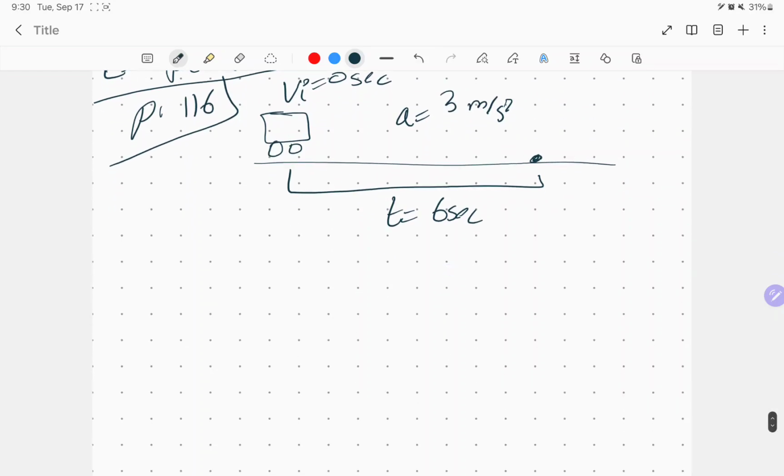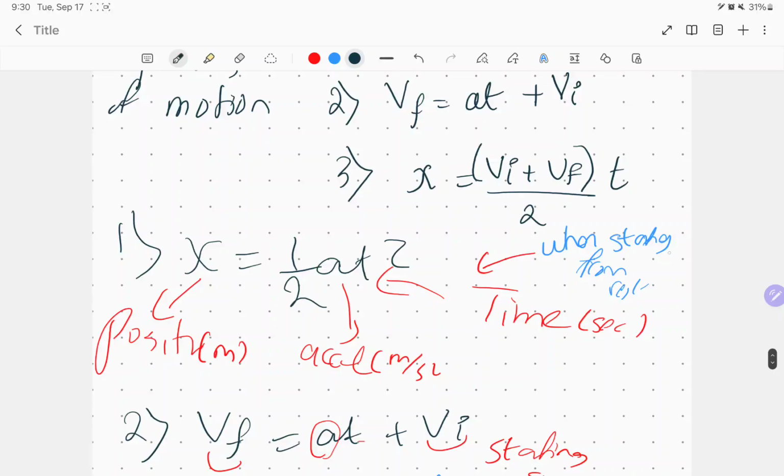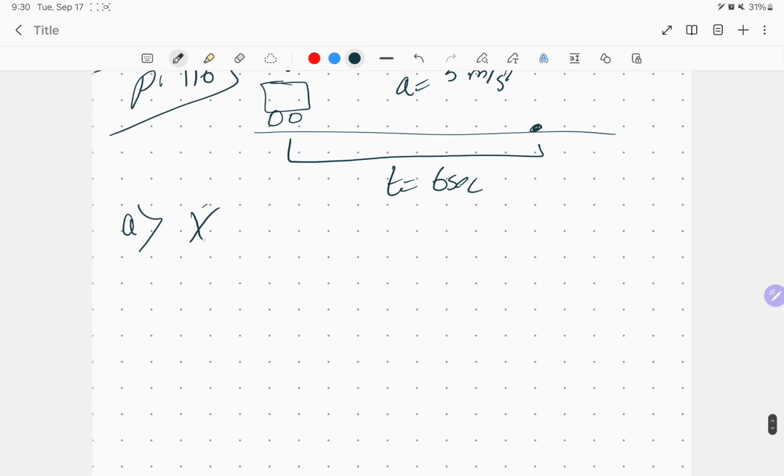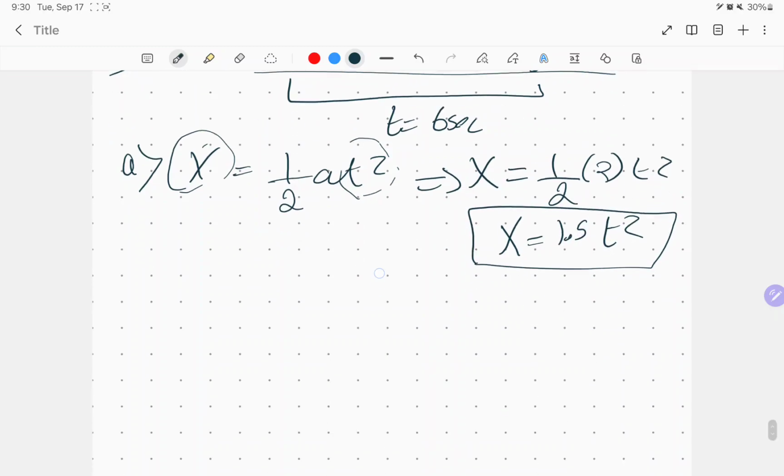Good. It's telling me first, part A, write the equation of motion of the motorcycle. Equation of motion always is going to be X. I use this rule when starting from what? Starting from rest. I can use this rule. So X equal to half a t squared. Remember, in the equation of motion, time and X are always unknown. So X equal to half, acceleration given 3t, t squared. So X equal to 1.5 t squared. That's my equation of motion.